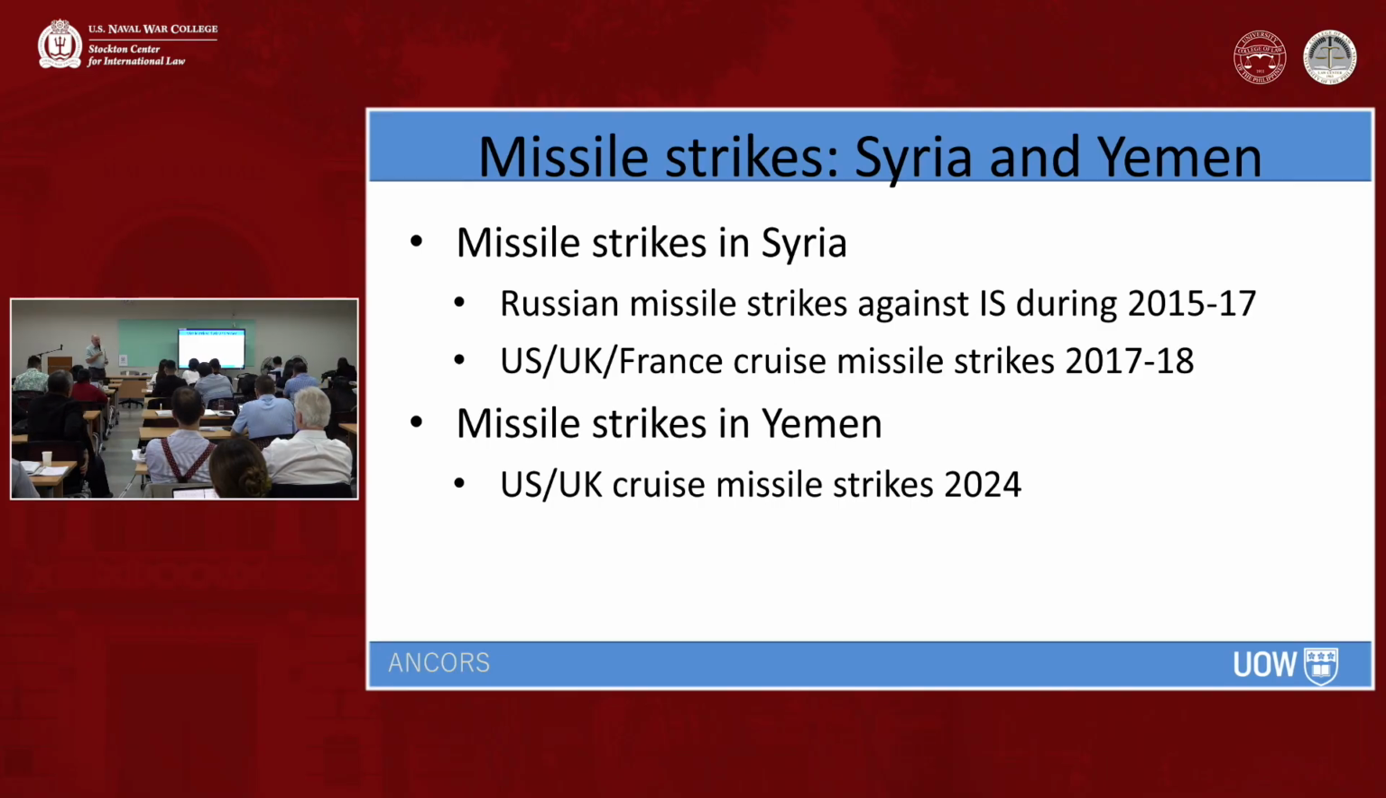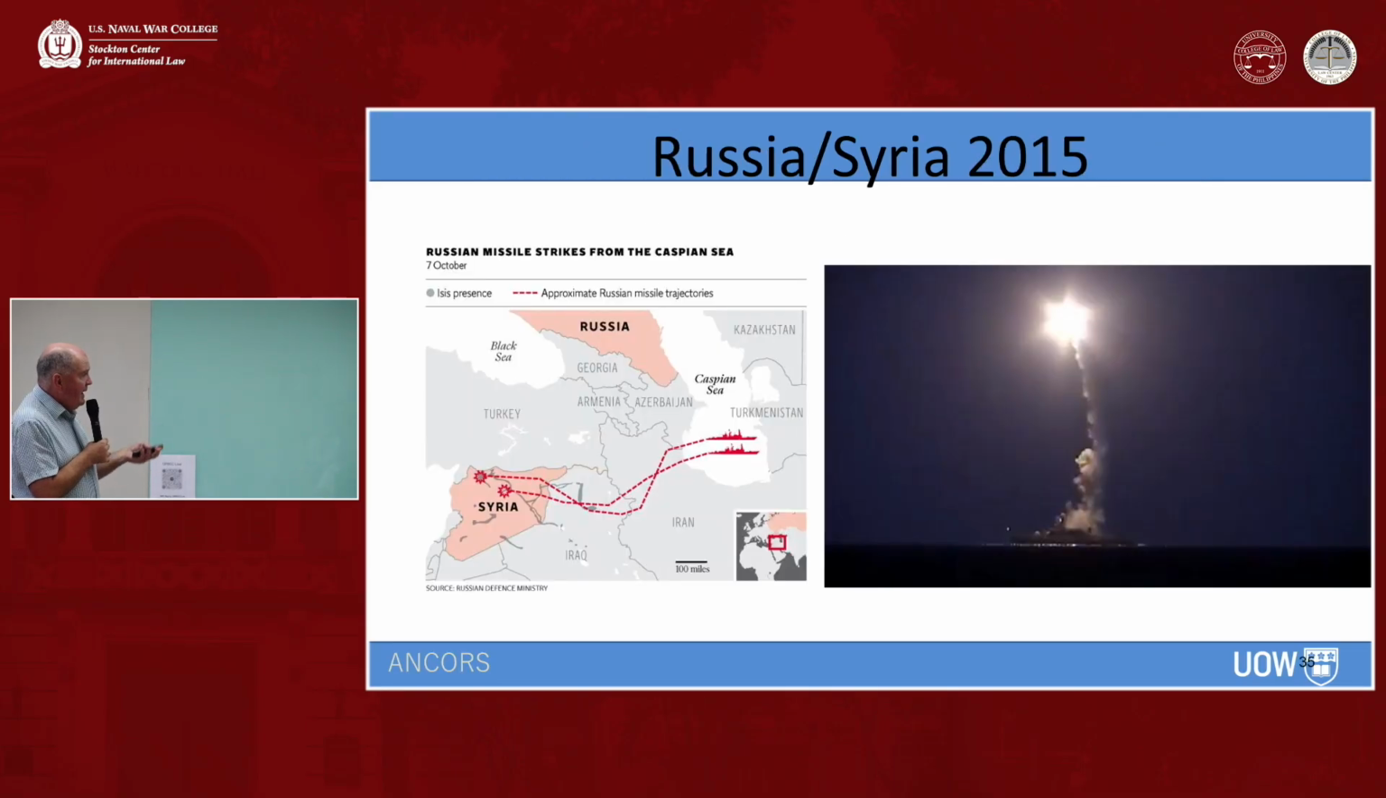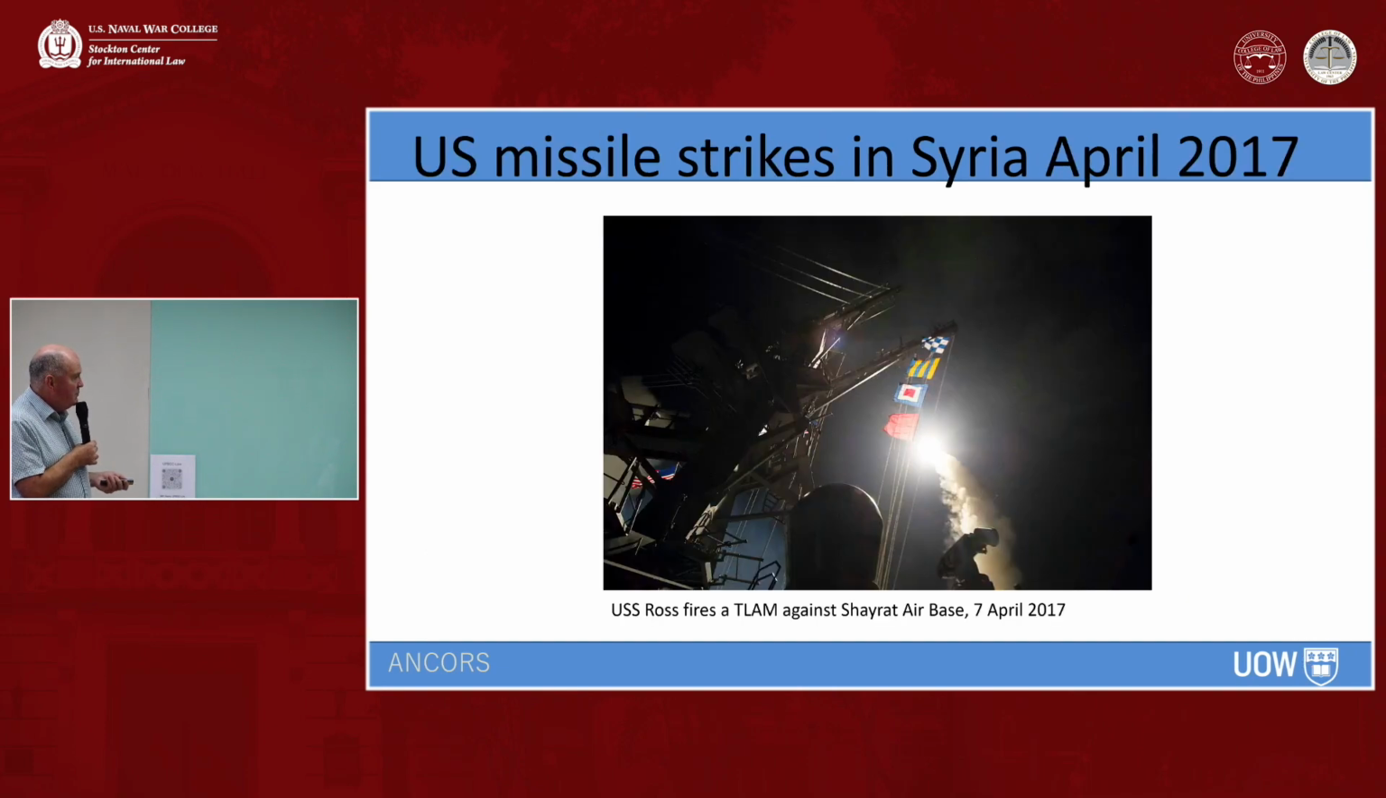Other uses of missiles more recently in a couple of recent situations. We've had missile strikes in Syria. We've had missile strikes in Yemen. Conflict classification is not something that I'm dealing with here in terms of what was the lawfulness of those missile strikes, but they certainly did take place. And the Russians also used missiles more recently in the earlier Syrian conflict as well.